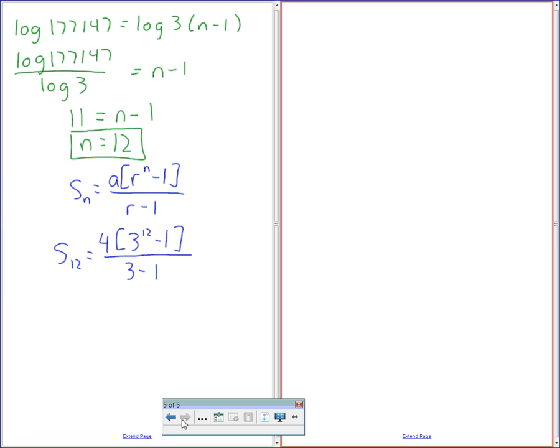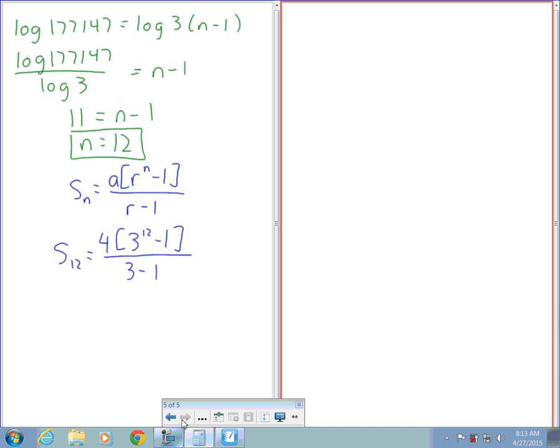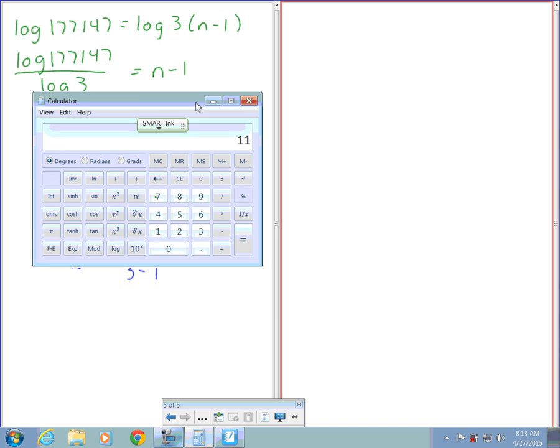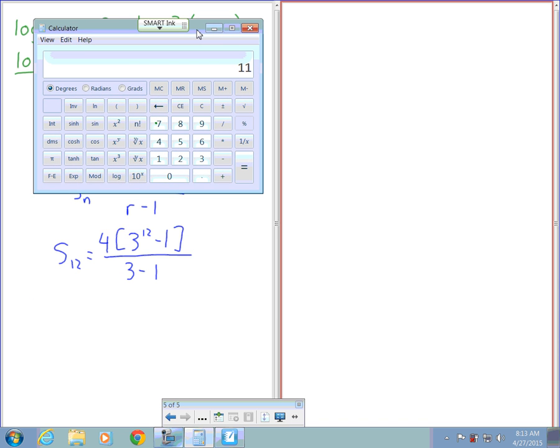Go to the next board again for this. My trusty calculator. I don't know why I call it that. I do. Okay, so I'm going to do 3 to the power 12 first. Where's my exponents? 3 to the power 12, which is that. So I'm going to call that S12 equals 4 times (531 441 minus 1) all over 2.